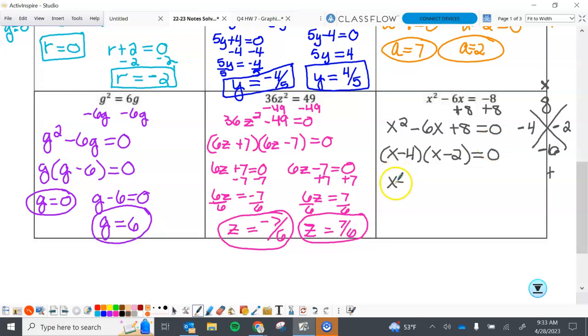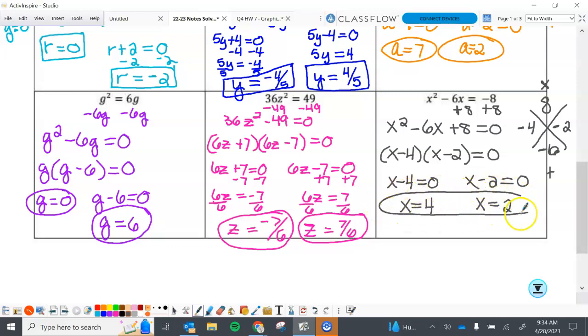And our last piece is to set each factor equal to 0. We're making 2 separate equations that equal 0. And then we're solving by adding 4 to both sides, adding 2 to both sides. And we'll get our 2 solutions. That is your solving quadratics by use of the factoring method. Next video will be on square roots, and after that, the quadratic formula.